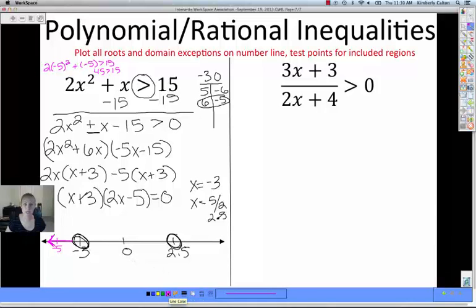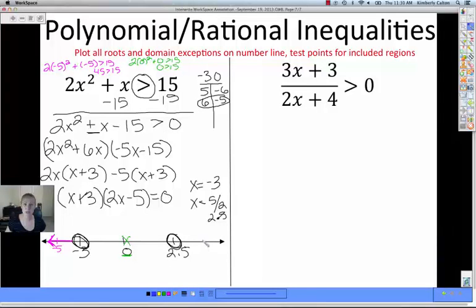Well, now I want to test this middle section. So I'm going to test 0 now, since it's in between negative 3 and 2.5. So I have 2 times 0 squared plus 0 should be greater than 15. This time, notice I have 0 is greater than 15, which is not true. So I know that this section of my number line is not part of our answer.